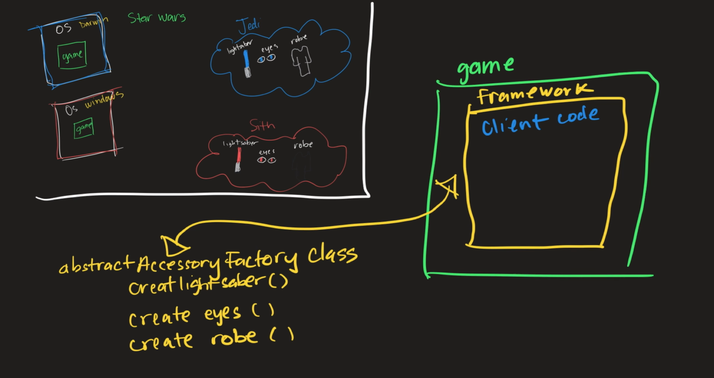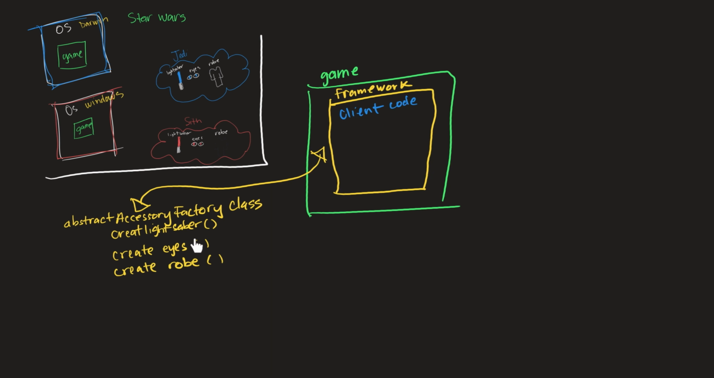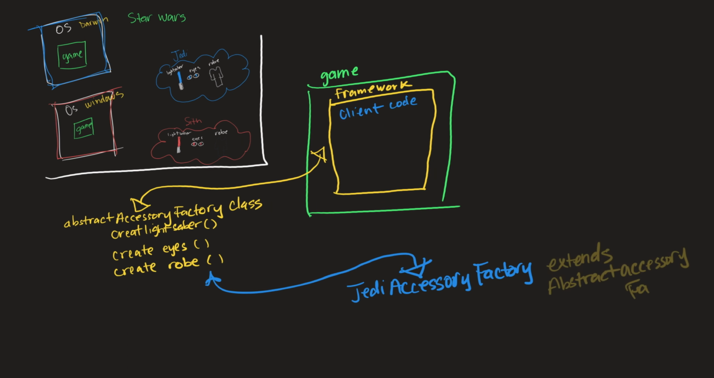So for this abstract factory class, we're going to have two subclasses. We're going to have the Sith subclass and the Jedi subclass. So I'm going to need to make this a bit smaller. From this abstract accessories factory class, we're going to derive two concrete classes that are going to implement these methods. So the first one we'll do is the Jedi one. So we'll just put a blue arrow here, and this one's going to be called Jedi Accessory Factory. And it's going to extend the abstract accessory factory. And I'm running out of space here, so sorry about this. So it's extending this abstract accessory factory. So it's a subclass of this class.